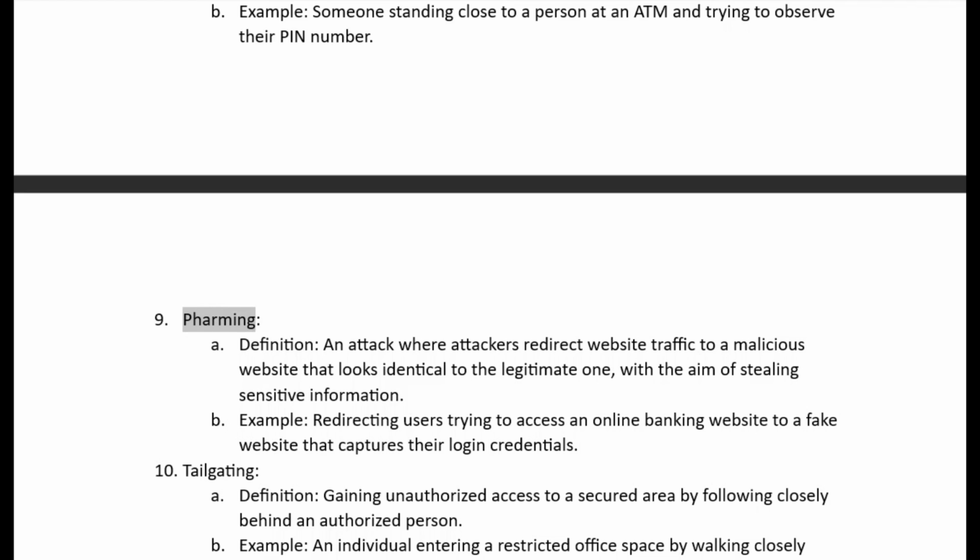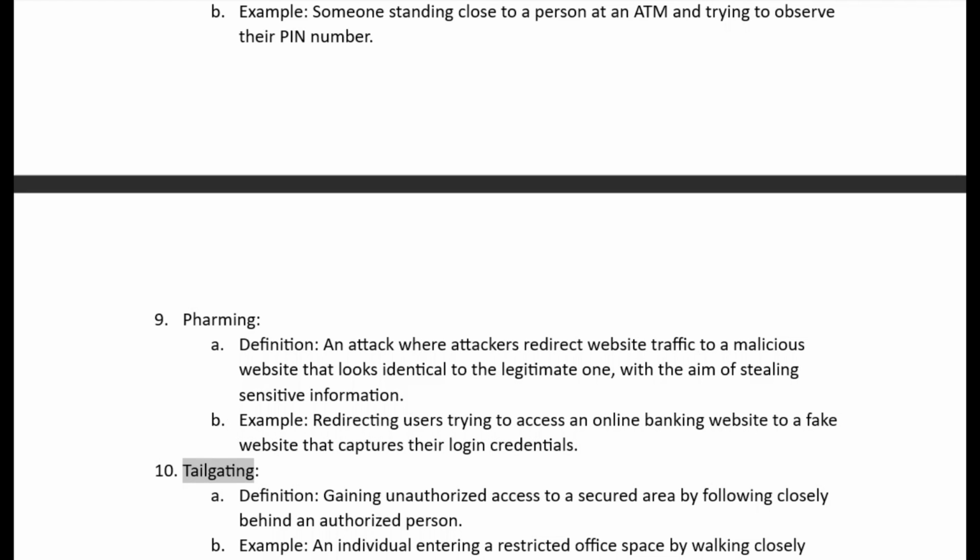Farming. Definition: an attack where attackers redirect website traffic to a malicious website that looks identical to the legitimate one, with the aim of stealing sensitive information. Example: redirecting users trying to access an online banking website to a fake website that captures their login credentials.